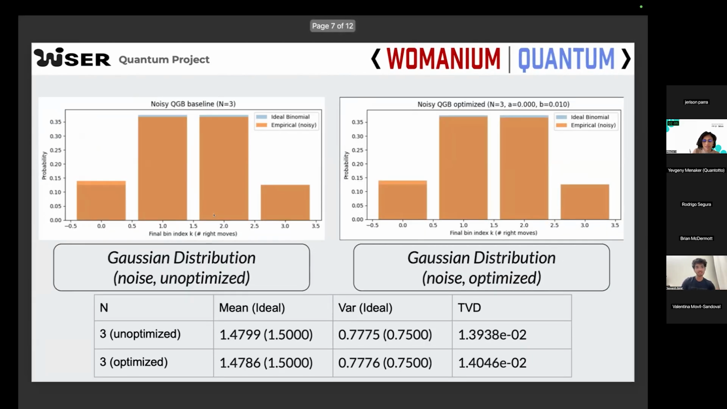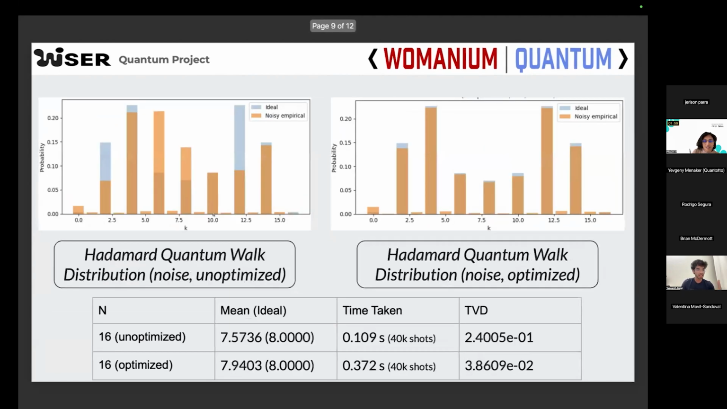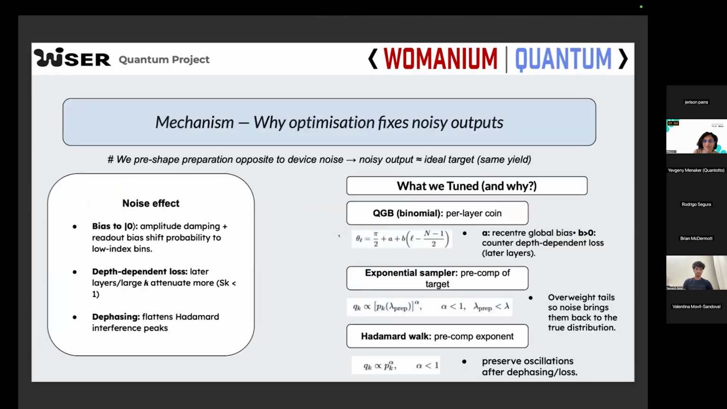So when we add noise, the results are not close to ideal, but we were able to come up with an optimization technique to actually make them very close. In the Hadamard walk case, initially the results with noise were very bad, but by optimizing, this was the result. So let's talk about the optimization.